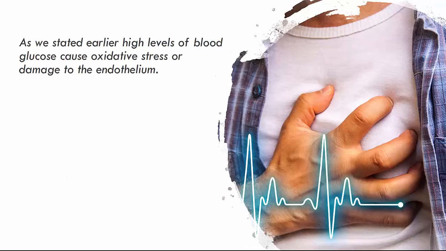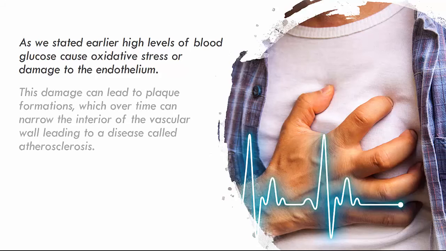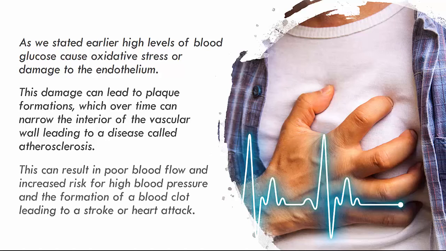As we stated earlier, high levels of blood glucose cause oxidative stress or damage to the endothelium. This damage can lead to plaque formations, which over time can narrow the interior of the vascular wall, leading to a disease called atherosclerosis. This can result in poor blood flow, an increased risk for high blood pressure, and the formation of a blood clot, leading to a stroke or heart attack.